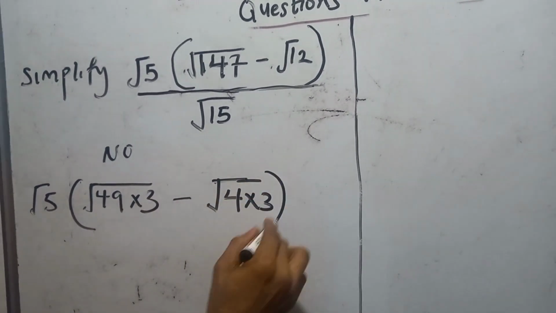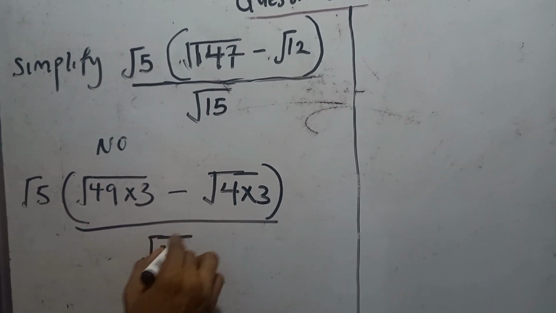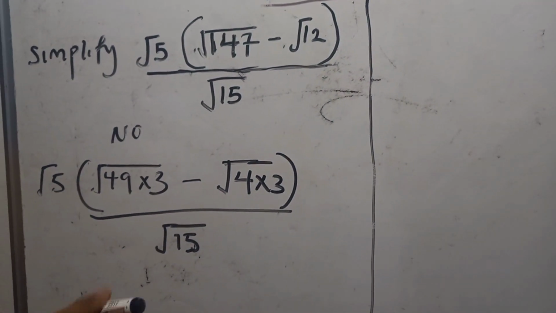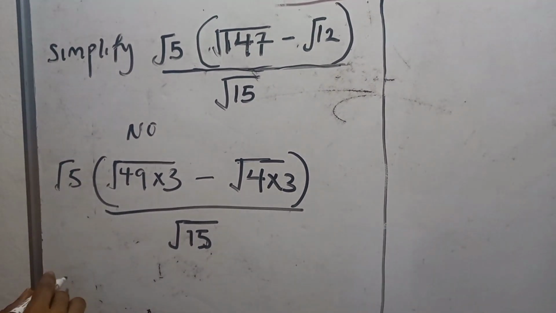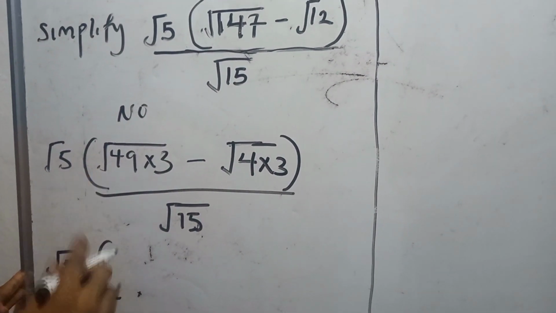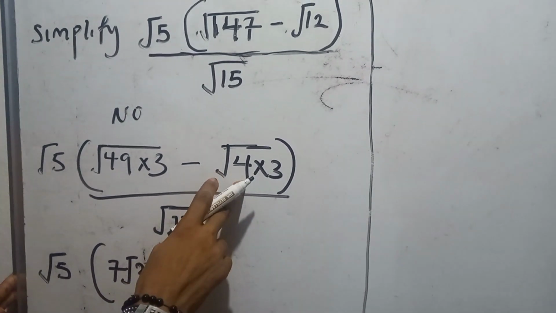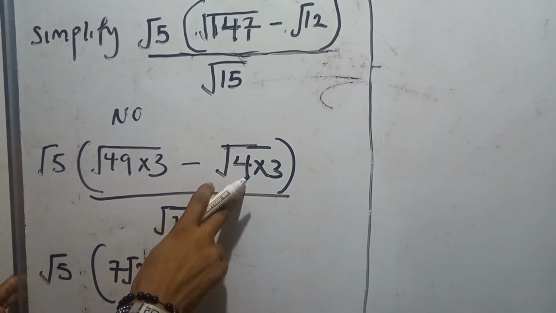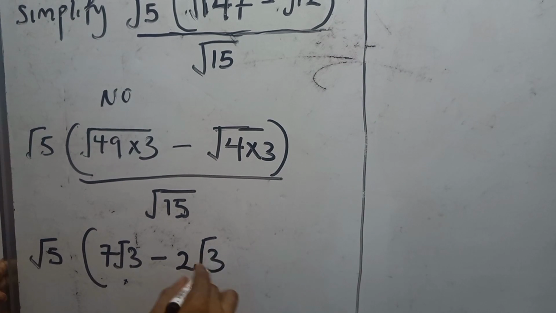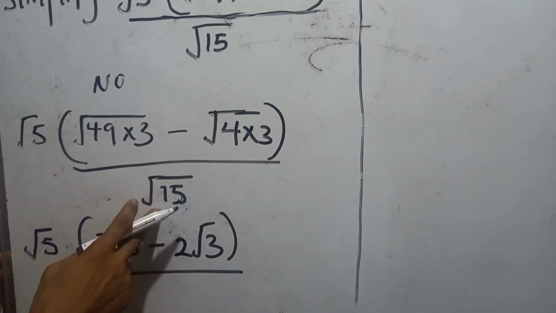Over square root of 15, because it does not have a perfect number. Since 49 is a perfect number, what am I going to do? The square root of 49 is 7, so 7 root 3. Minus 4 is also a perfect number, so the square root of 4 is 2, so 2 root 3, over square root of 15, which is root 5 times root 3.